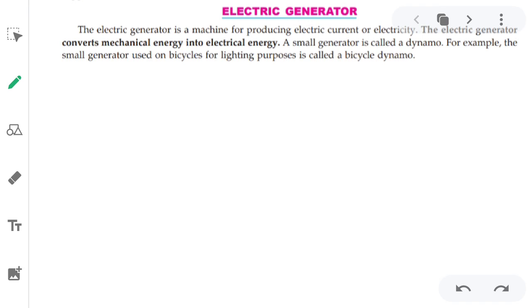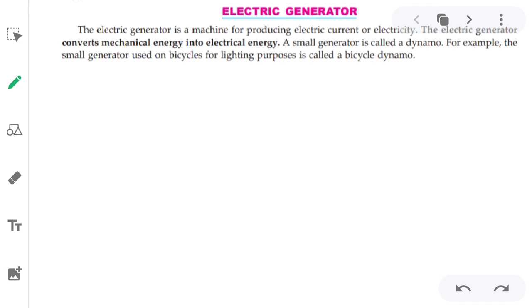Now in this video we will study the electric generator, which is of two types, AC and DC. In detail we will see their construction and how they work, and how a generator is different from a motor. That we need to understand in this video.